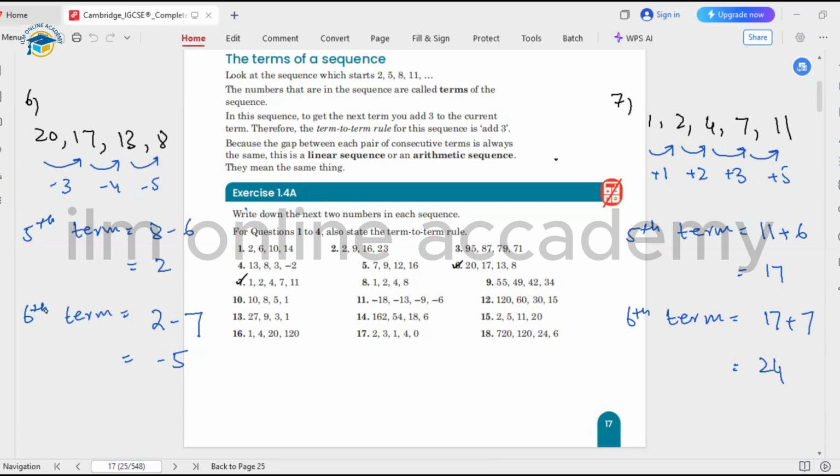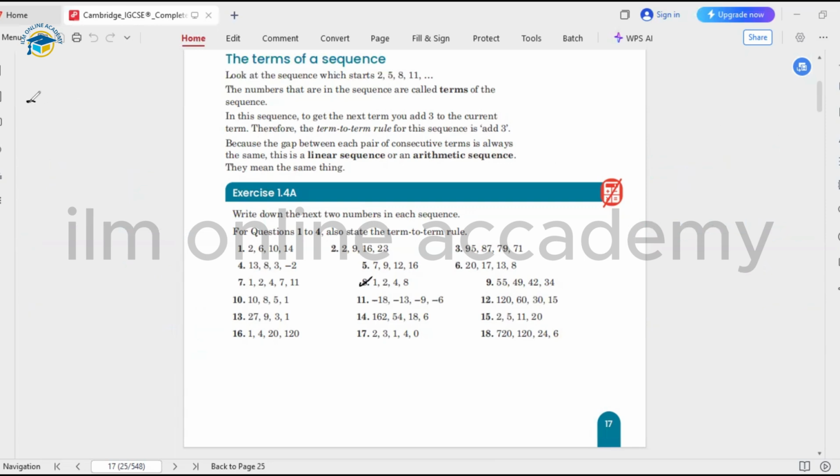Next, let's move on with part number 8. Again, it's an increasing sequence. We have 1, 2, 4, and 8. These are my terms for the sequence.